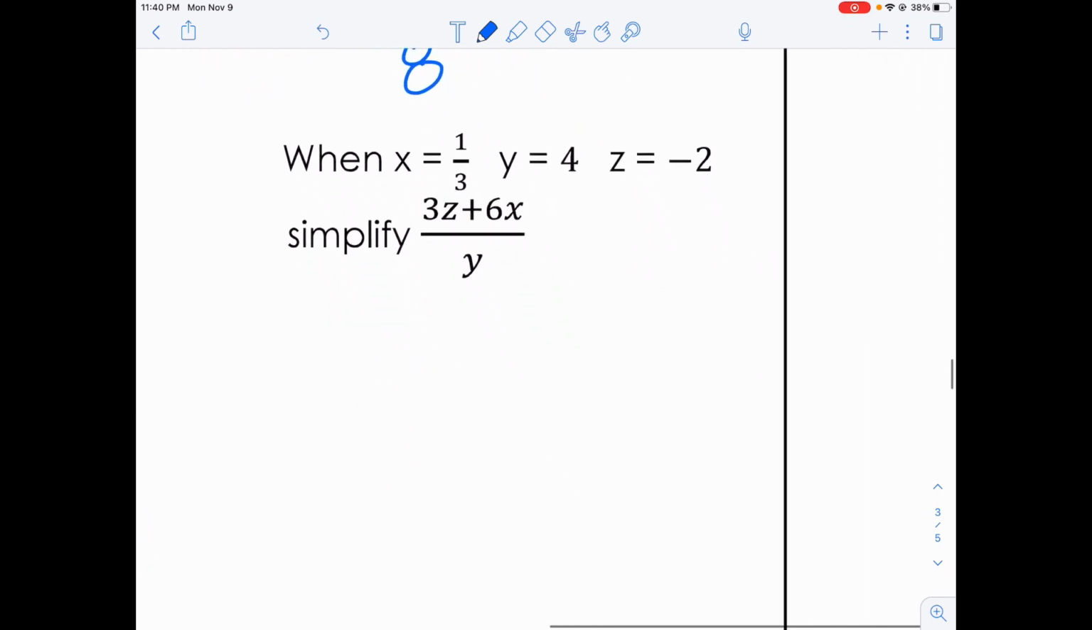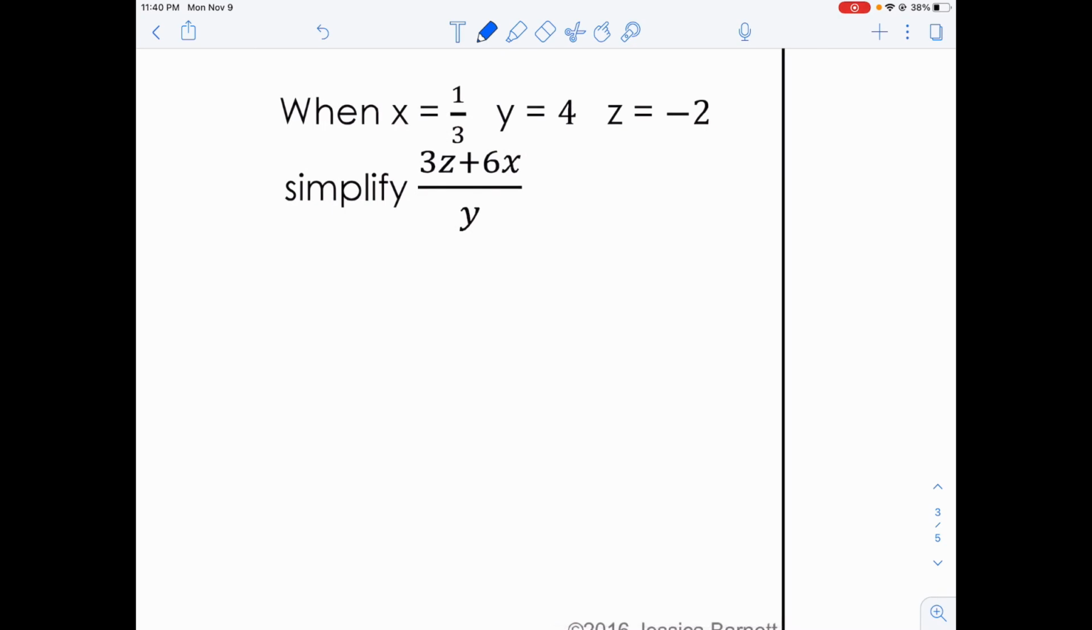Last one. When x equals 1/3, y equals 4, and z equals a -2, simplify 3 times z plus 6 times x, all divided or over y. Let's start by plugging everything in where it goes. This is 3 times, and then there's a variable, so I'm going to put some parentheses, plus 6 times, and another variable, so I'm going to put some parentheses, all over, and then I'm going to put parentheses for the variable that I'm going to plug in.